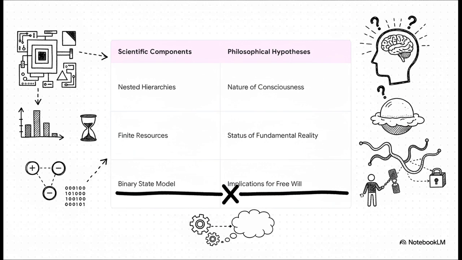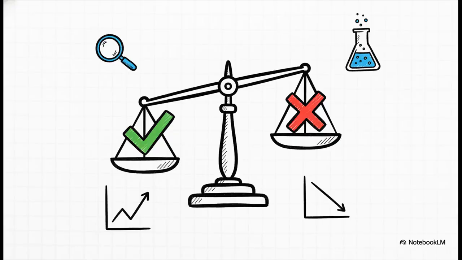It draws its own line between what it calls scientific components, things like the nested structure and limited resources, stuff you can actually model with math, and the philosophical hypotheses, like what is consciousness really? Or do we have free will? Those are left open for debate. You see, for any theory to be considered scientific, it needs to be falsifiable. That's a core idea in science. It doesn't mean the theory is false. It means you have to be able to clearly state what observation or experiment would prove your theory wrong.